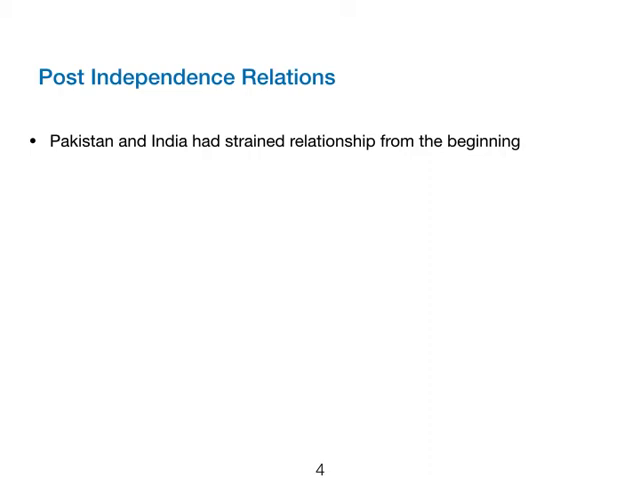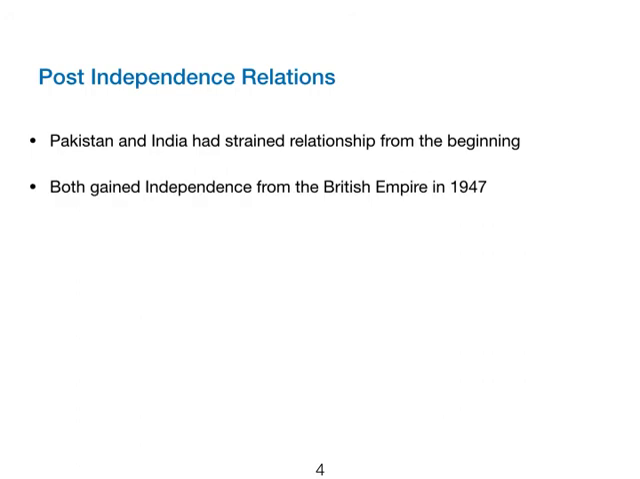The Two Nation Theory came into play. There were language issues, there were ethnic issues, and religion came into play. So all these factors came in. But the major strong point is that both these countries, despite gaining independence from the British Empire in 1947, had a strained relationship because of their ideological differences and political differences as well.